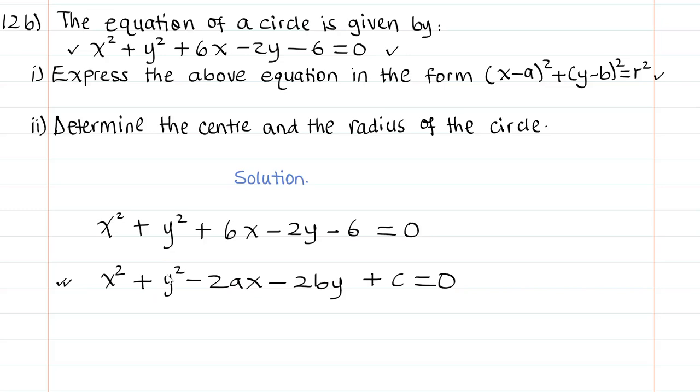So from here, we need to find the coordinates of the center, that is a and b. This is the center. And also we need to find r, which is the radius of the circle, from the expanded form. After getting the coordinates of the center a and b and the radius r, then we simply substitute them in the factorized form and we express it in that format. So how do we get the coordinates of the center and r?